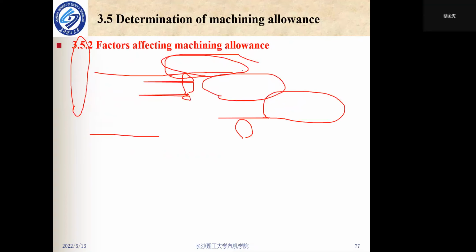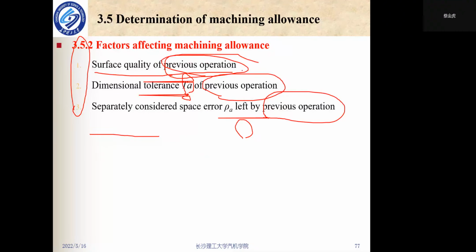Then we have the factors affecting machining allowance, including 4 factors. The first 3 are concerned with the previous operation. The first one is surface quality. Second one is dimension tolerance. And the third one is the surface area position error. And the last one is installation error.